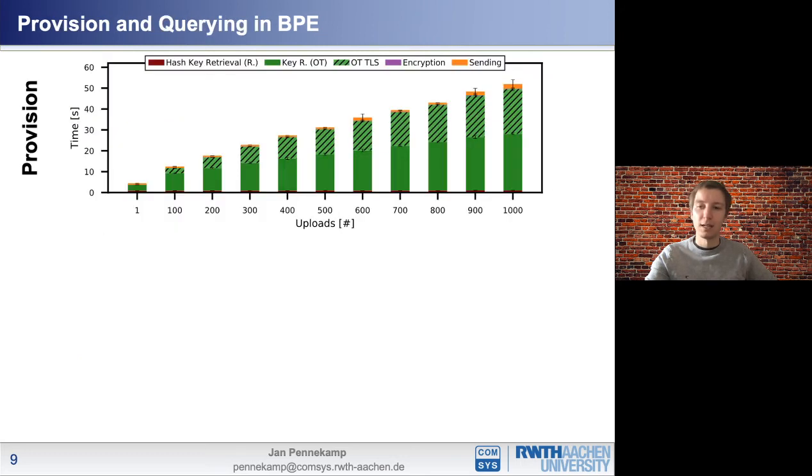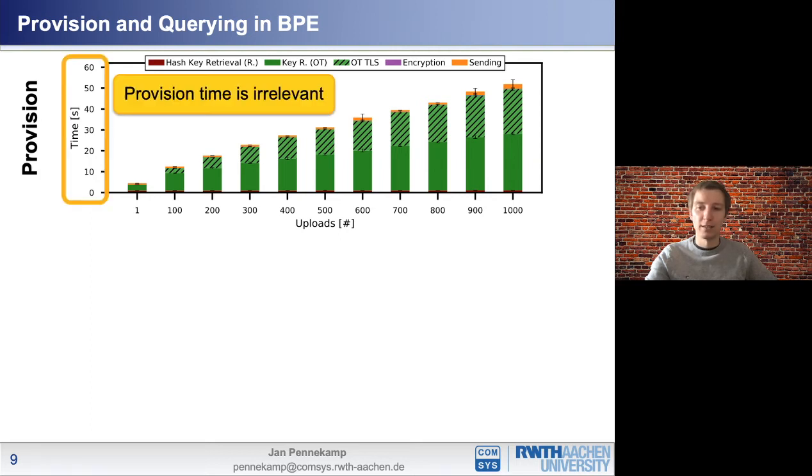So here, we first look at the provision phase, where data providers offload their parameters to the platform. With an increasing number of records, the runtime increases. However, as we can see, the provision time is basically irrelevant because it's quite fast and it constitutes a one-time operation per data provider anyway.